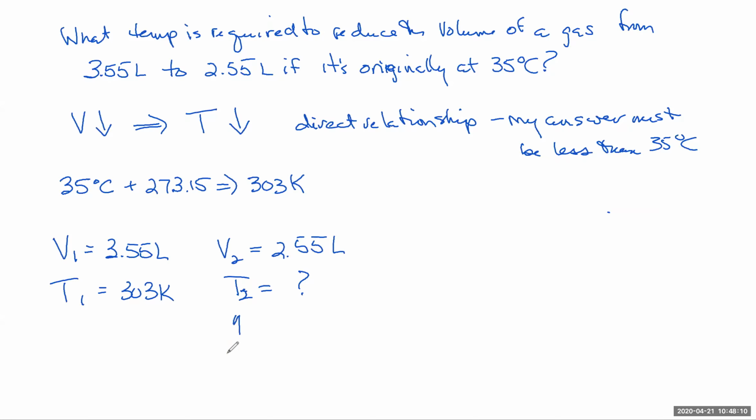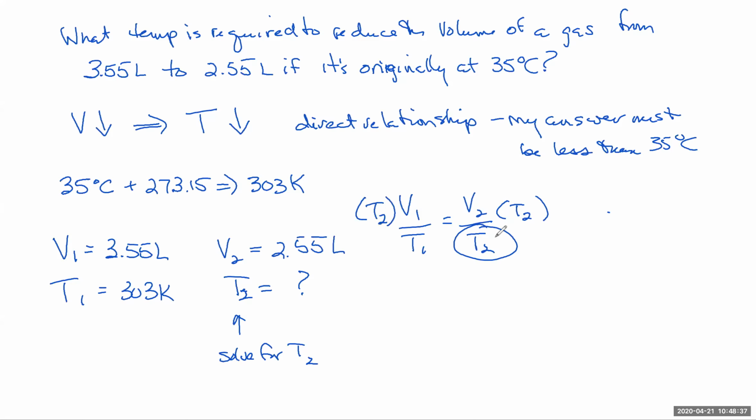So what I need to do is solve for T2. So I have V1 over T1 is V2 over T2, and I want to solve for T2. Now this one's a little bit trickier because T2 is on the bottom. Do not solve for 1 over T2. I need to get temperature to the top of my equation. So I'm going to multiply this side by T2, and I'm going to get T2 canceled out. That means I have to multiply this side by T2.